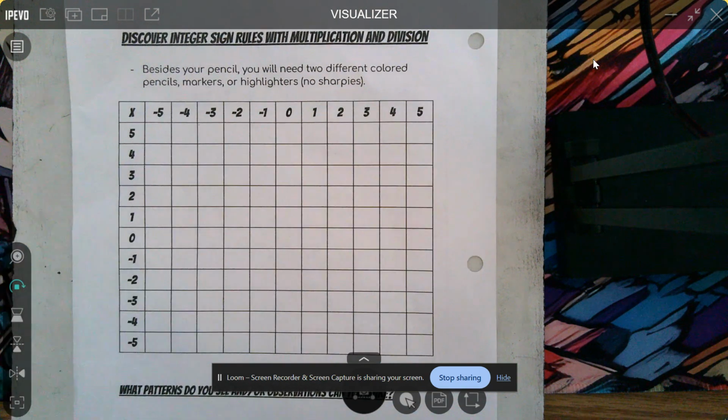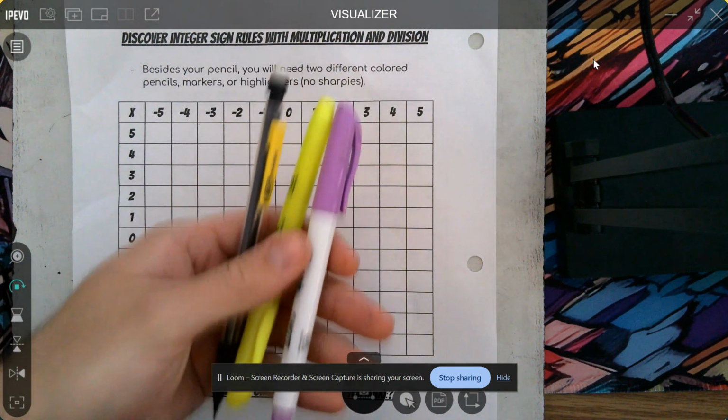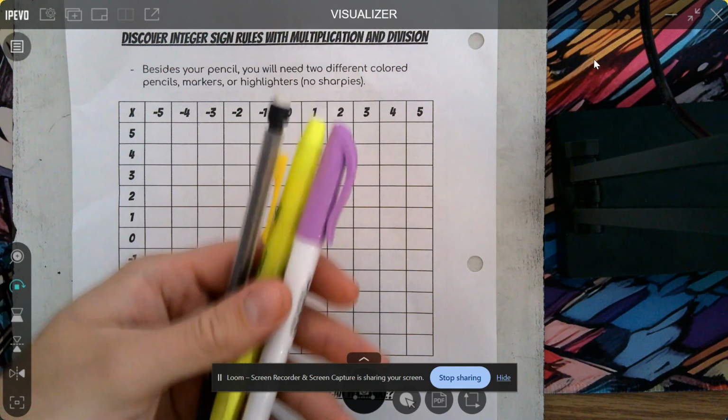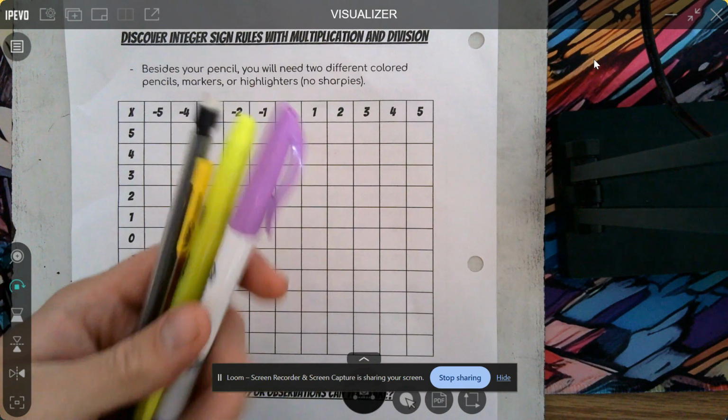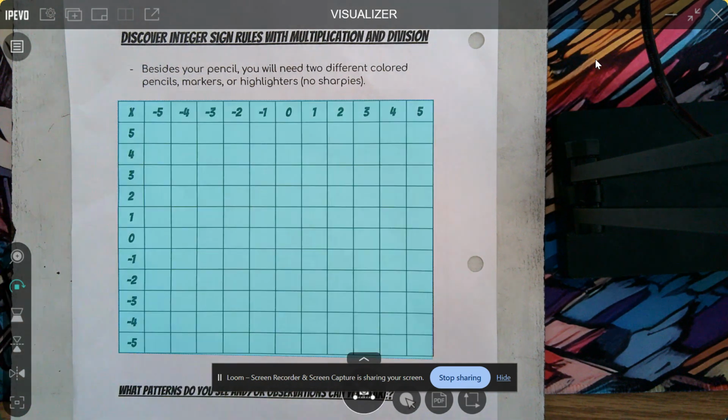Here we go. So you should have a pencil and two colors. I don't care if they're markers or colored pencils. Colored pencils might work better. So if you need to borrow some, make sure you just go and grab some from the student corner. Okay, here we go. Let's begin.